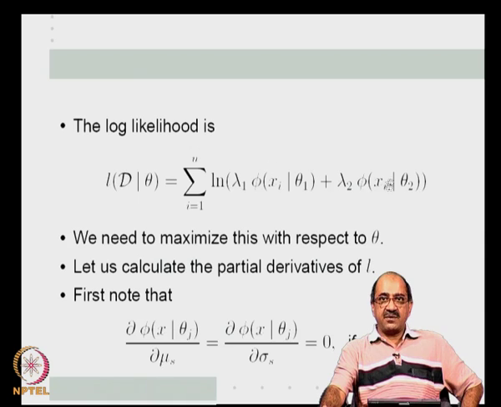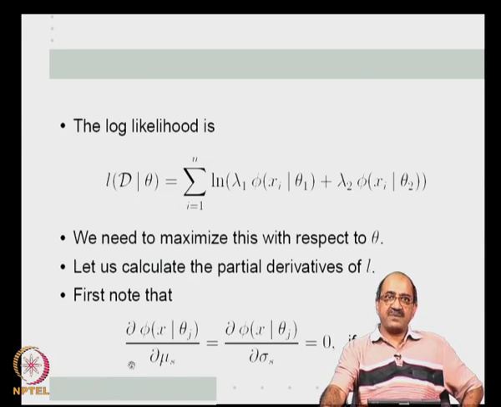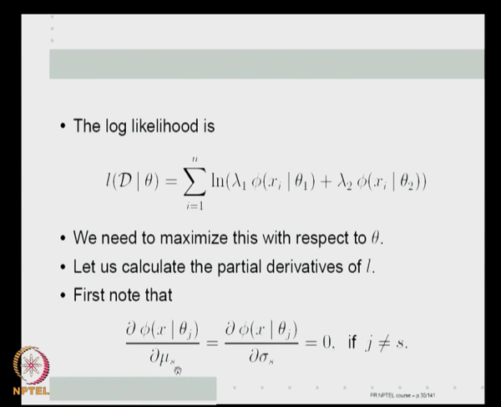Let us first notice that the partial derivative of phi of x given theta j with respect to mu s, or with respect to sigma s, is 0 if j is not equal to s. If I want the derivative of phi of x given theta 1 with respect to mu 2, because phi of x given theta 1 depends only on mu 1 and sigma 1, its derivative with respect to mu 2 would be 0. Similarly, the derivative with respect to sigma 2 will also be 0. So, only phi of x given theta 1 will have non-zero derivatives with respect to mu 1 and sigma 1 only, and phi of x given theta 2 will have non-zero derivatives with respect to mu 2 and sigma 2 only. So, we do not have to calculate the cross derivatives, only the derivatives of phi of x given theta j with respect to mu j and sigma j.